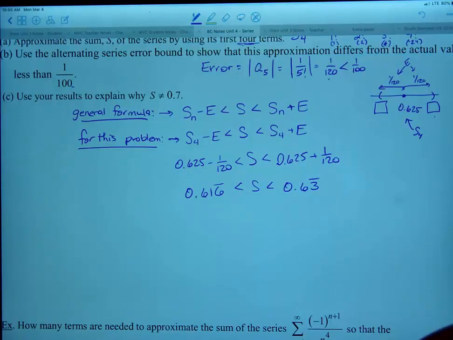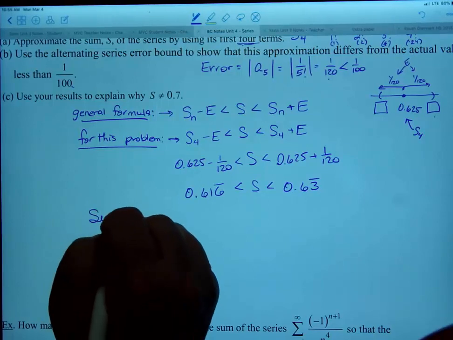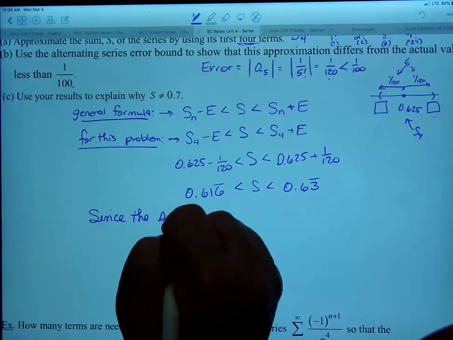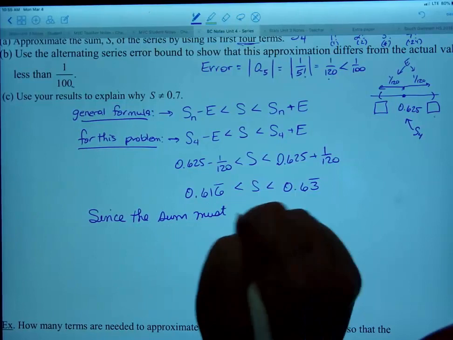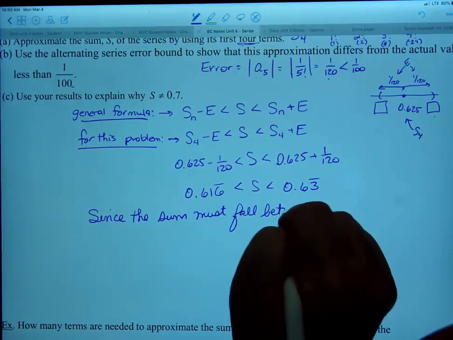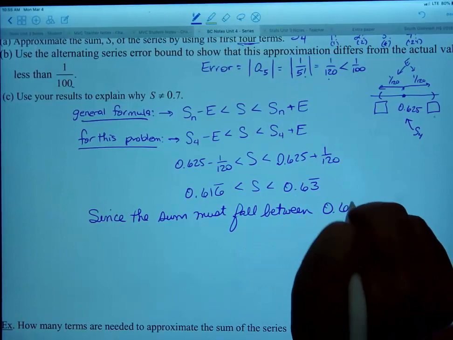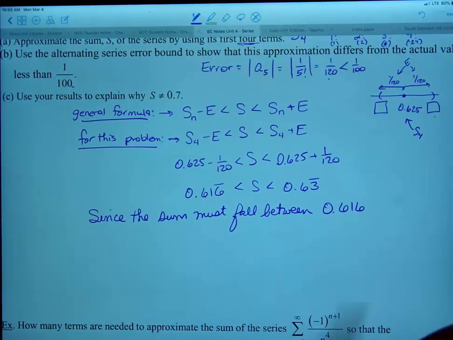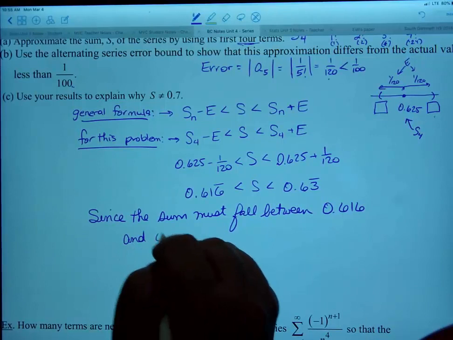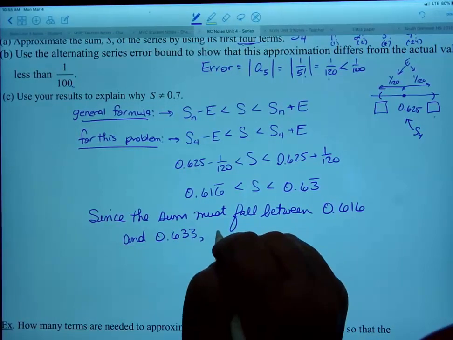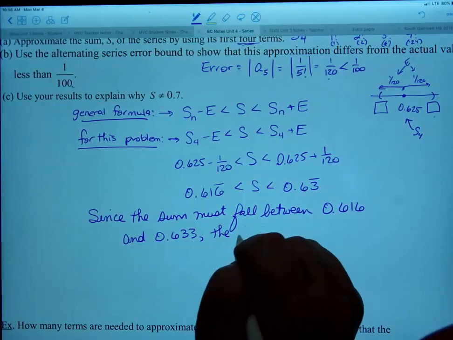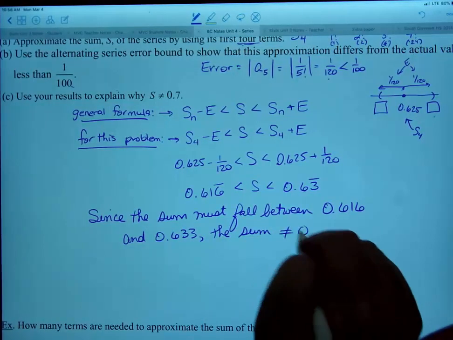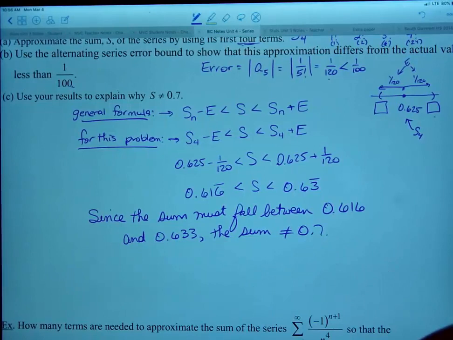Since the sum must fall between 0.616, you can round it to 3 decimal places if you want to, and 0.633, the sum cannot equal 0.7. That's enough. That basically says you understand what that math means. You didn't just write down math and then you thought that was plenty.